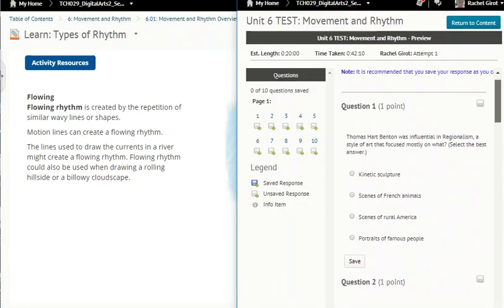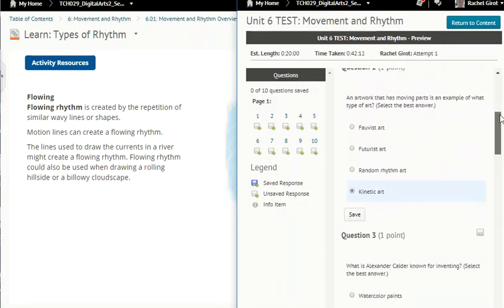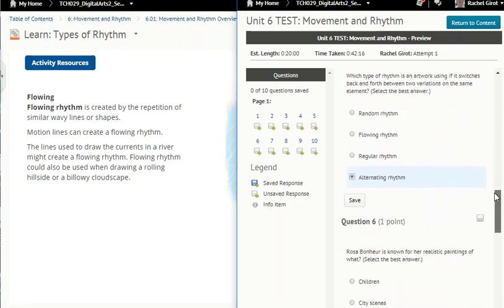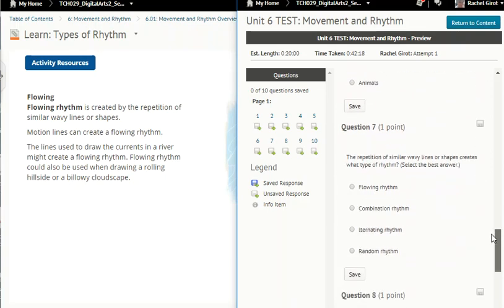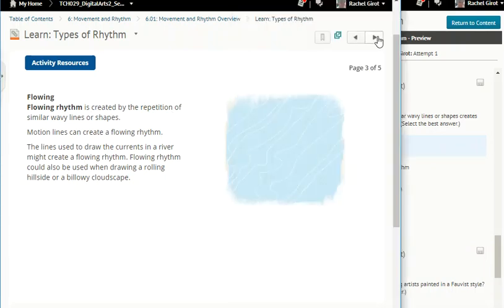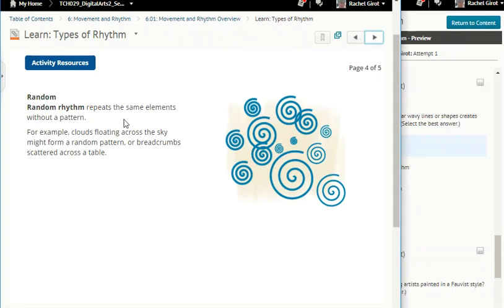Let's see. Okay. The repetition of similar wavy lines or shapes creates a flowing rhythm, is that right? Yes. Similar wavy lines and shapes, got that one. Woohoo, good job.